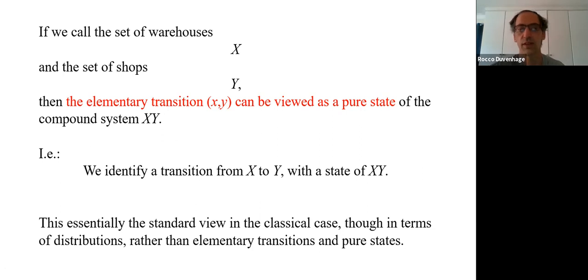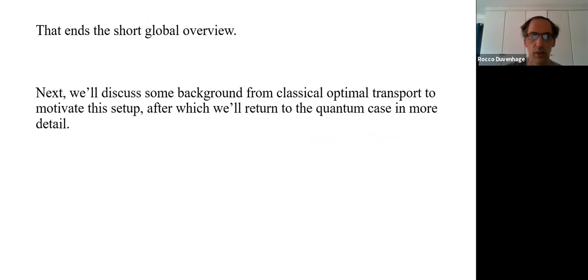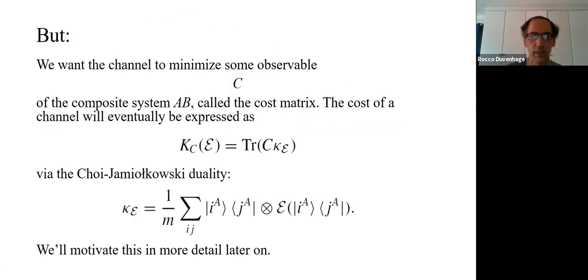So in other words, think of a point in a phase space, then the combination of the 2 points would be a pure state of the compound system. So in other words, we identify transition from x to y with a state from x to y. And just to remind you, if we think in terms of this duality, it's a duality between channels and states. The channel, in a sense, is dynamics, and you would describe it in terms of a state or vice versa.